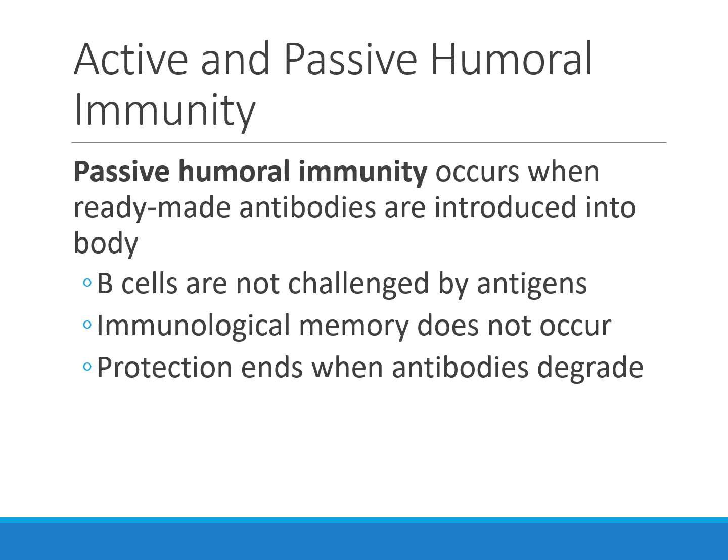Passive humoral immunity occurs when the antibodies are introduced into the body. So when we're talking about active, we're making the antibodies ourselves. We're either doing it because we were exposed to the disease or because we were intentionally exposed, like through a vaccine. Passive, we're not going to make the antibodies ourselves. In passive, what we're going to do is we're going to get ready-made antibodies. All right, so the B cells are not challenged by the antigens, immunological memory does not occur, and protection ends when the antibodies degrade.